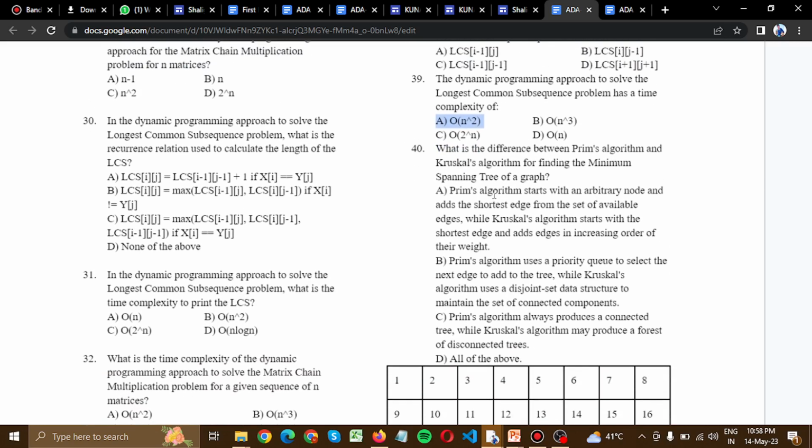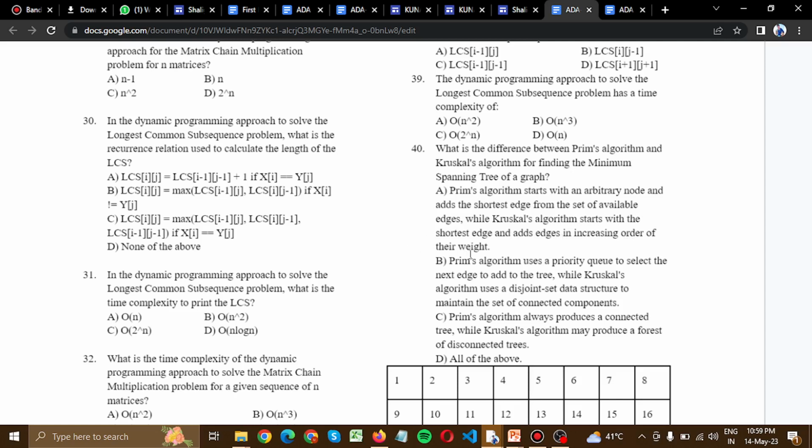Now next, last question, question number 40. What is the difference between Prim's algorithm and Kruskal's algorithm for finding the minimum spanning tree of a graph? The correct option is option D, that is all of the above. That means Prim's algorithm starts with an arbitrary node and adds the shortest edge from the set of available edges, while Kruskal's algorithm starts with the shortest edge and adds edges in increasing order of their weight.